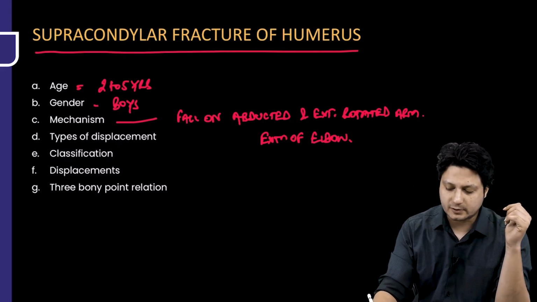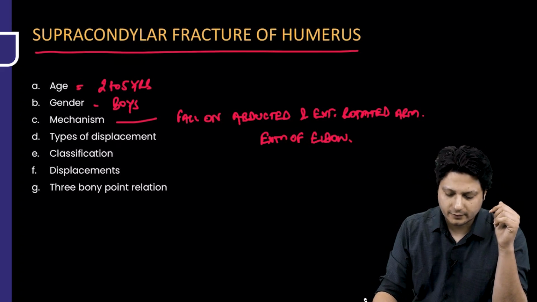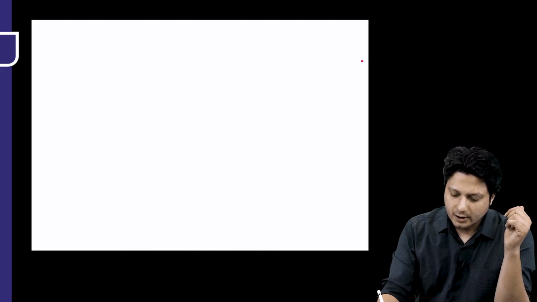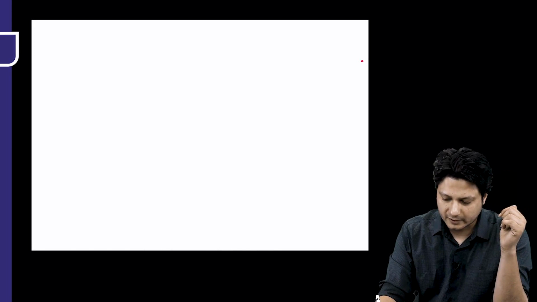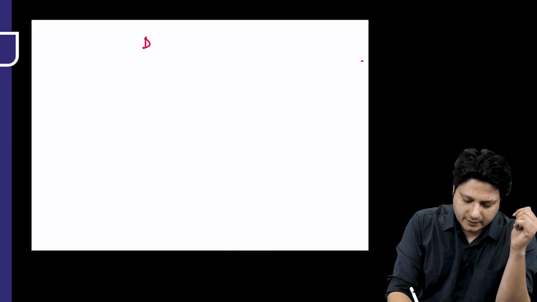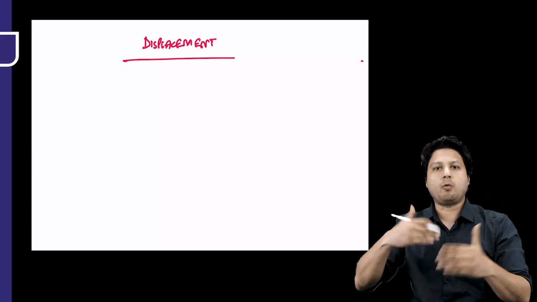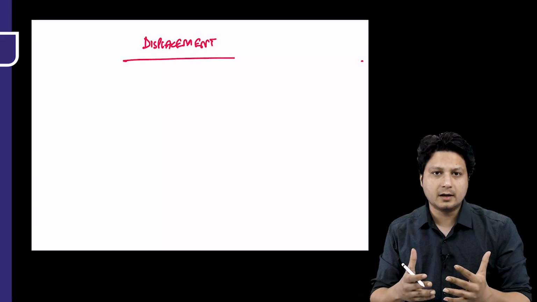Now what are the types of displacements which are likely to happen in case of supracondylar fractures of the humerus? Before we talk anything related to the displacement factor, let's have a discussion of what is displacement in common. Let's have a discussion of what exactly is displacement in orthopedics.